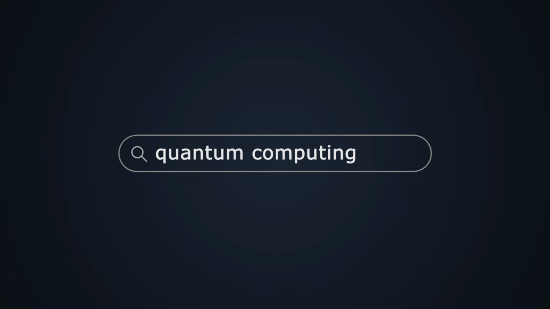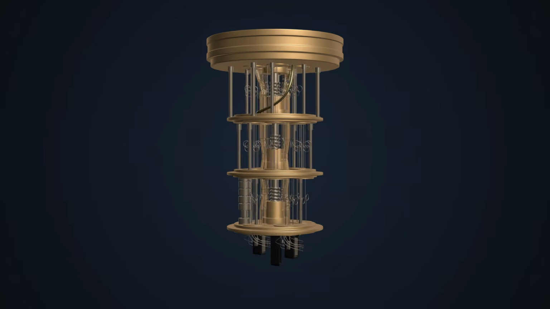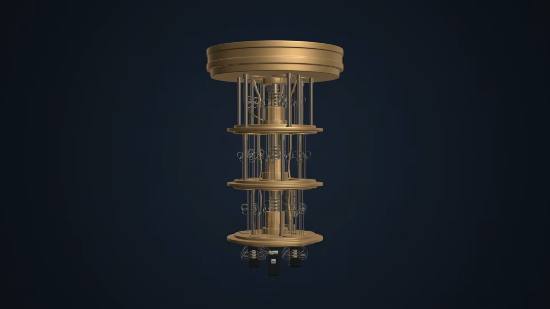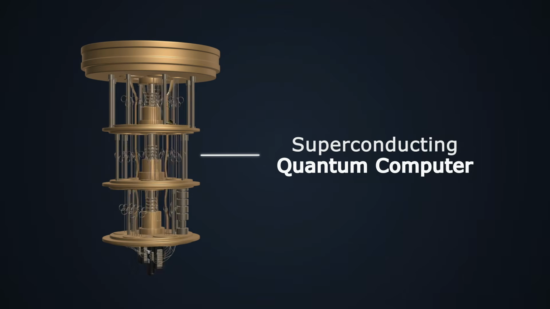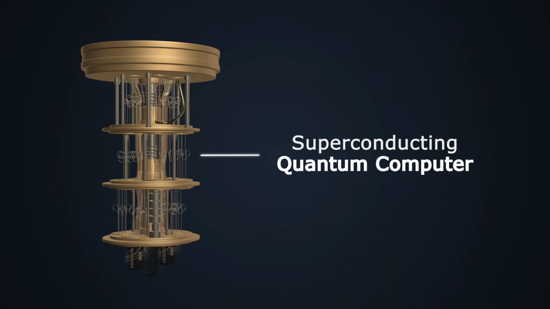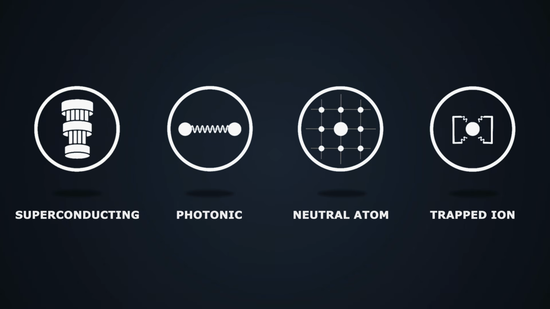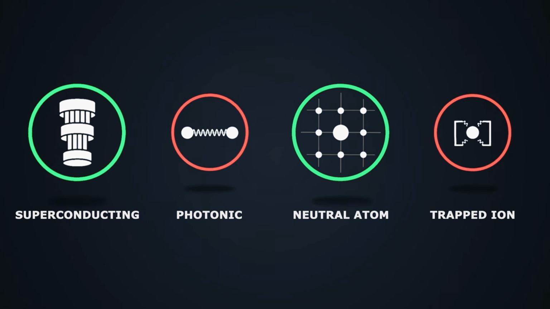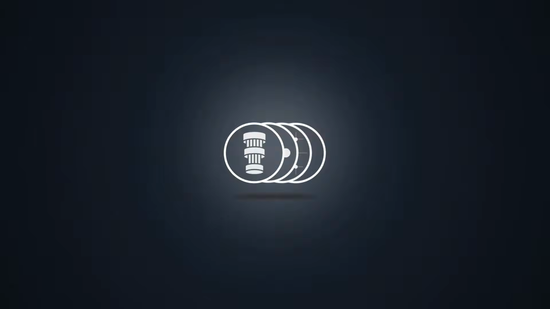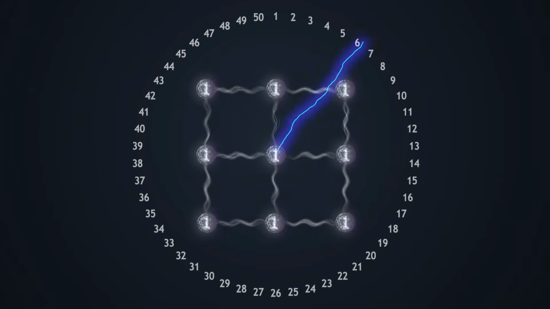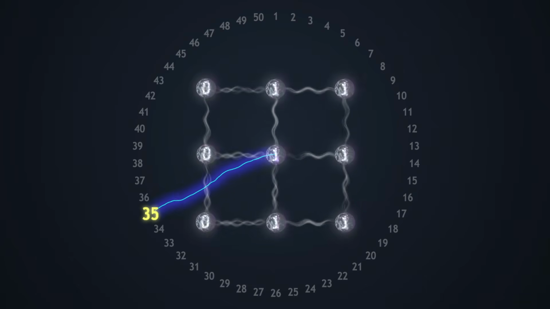Whenever you search for quantum computing, you'll often stumble upon this complex-looking golden chandelier type of machinery. This is called a superconducting quantum computer, and it's only one of many different types currently out there. Each type has their own pros and cons, but in the end they all have the same purpose: to process information and solve problems that classical computers simply are not built to handle.